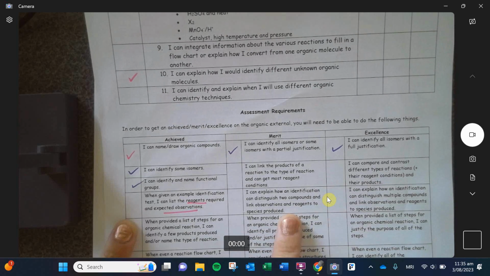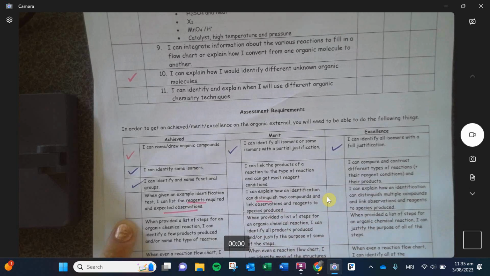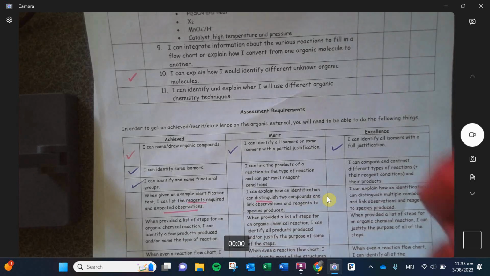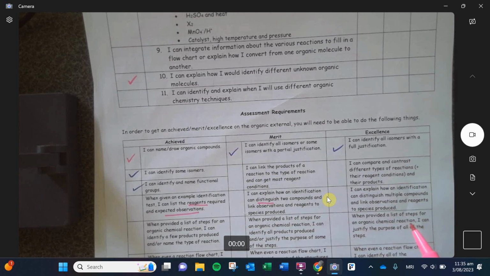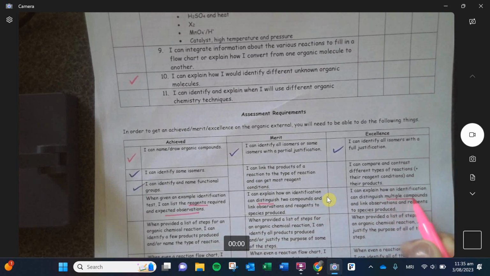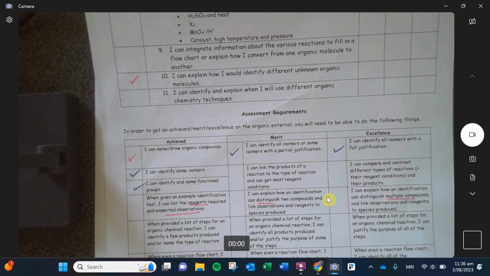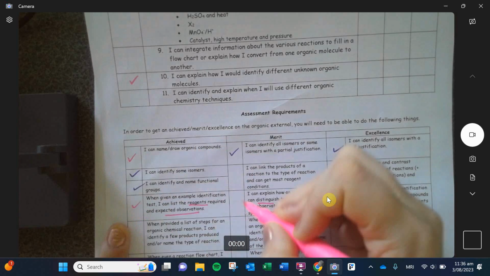The merit is being able to explain how you're distinguishing the two. So actually comparing and contrasting the two molecules, or the multiple molecules, that you're identifying and stating which one's going to be positive for that test, which one's going to be negative for that test. And then the excellence is being able to do multiple compounds, linking the observations and the reagents to the species produced. So making sure you have all the I's dotted and T's crossed. So that's what we're looking at, that row there.